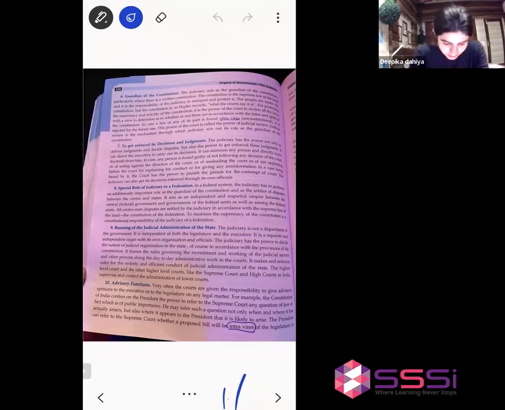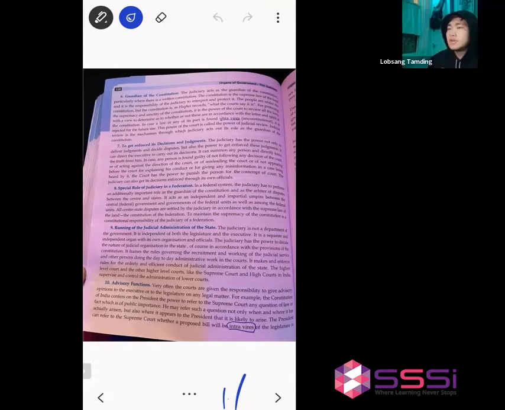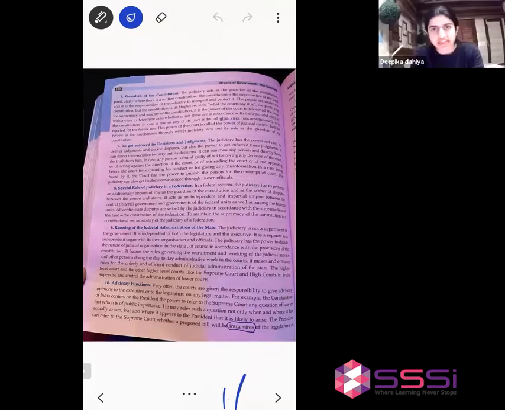Okay, so the special role of the judiciary in a federation. What is a federal structure? You have unitary political setups and then you have federal systems. What is the difference between unitary and federal? Unitary is a single government, only at the central level, with no provincial governments or lower level government. That is a unitary setup.